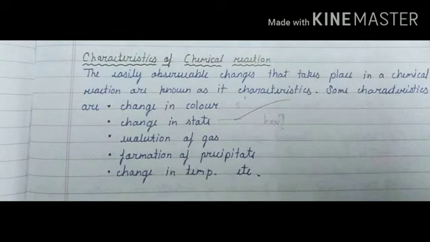Now let us discuss the next topic of today's class, that is, characteristics of chemical reactions. Following are the characteristics that help us to know whether a chemical change is taking place or not. The first one is change in color, second is change in state, then evolution of a gas, formation of a precipitate, and change in temperature. We will discuss each of the characteristics of a chemical reaction one by one with the help of a suitable example.